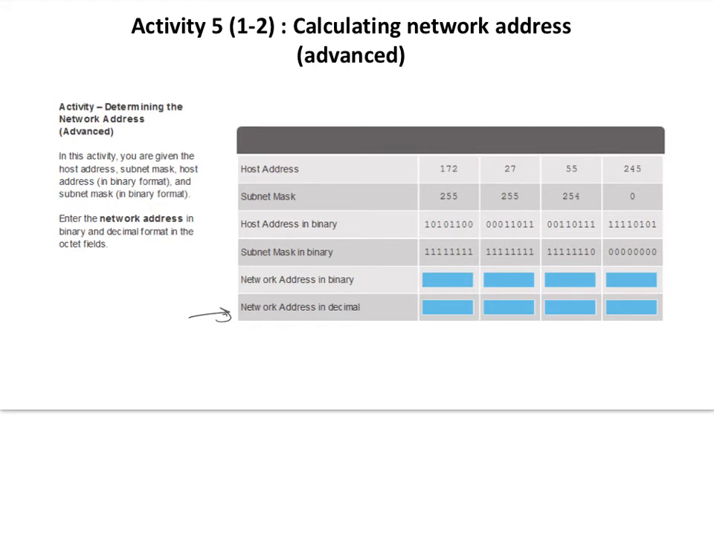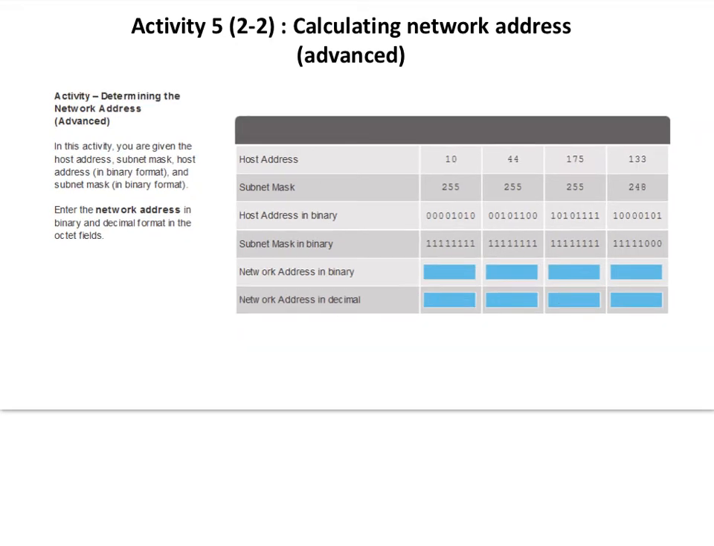It's very easy. We only need to mask this bit, and this bit happens to be 1, so it's equivalent to subtracting 1 from the 55. So it's 54. And this will be 0, and this will be the same. Okay, next one.